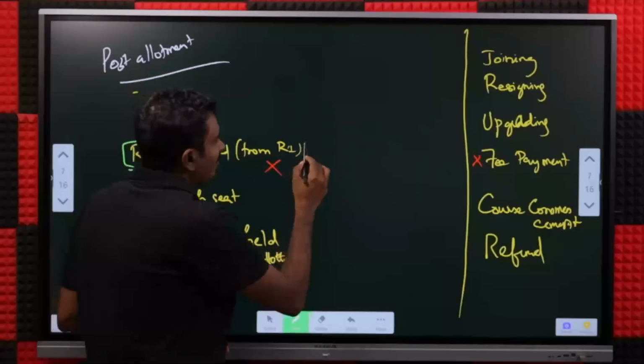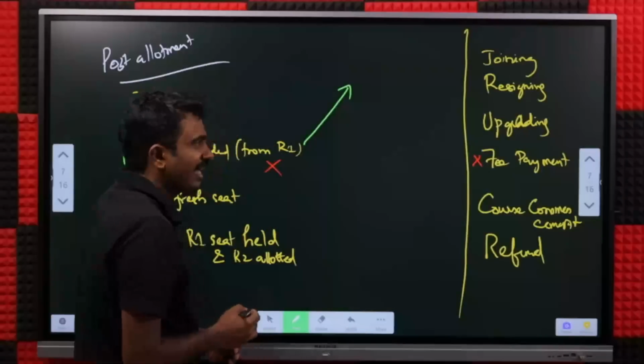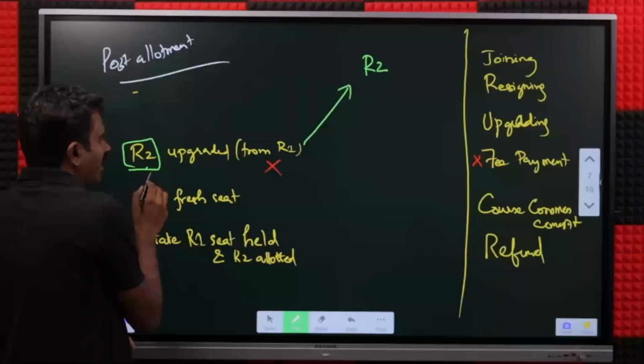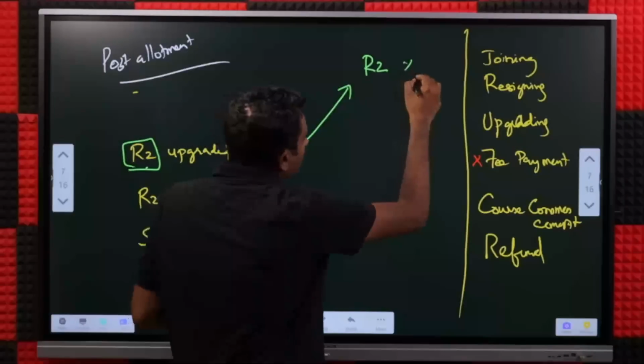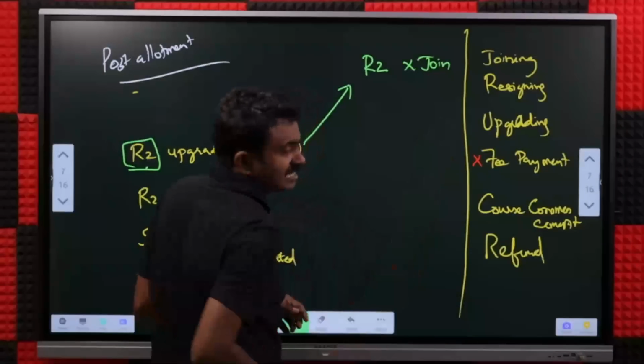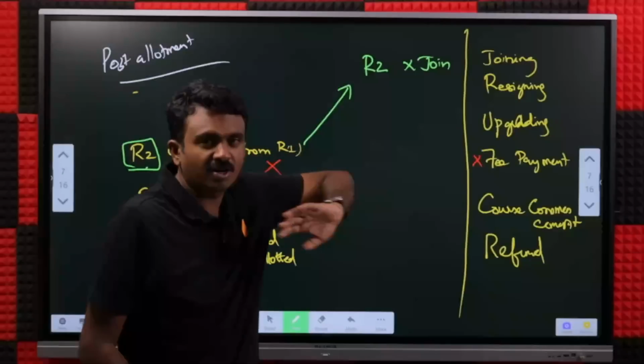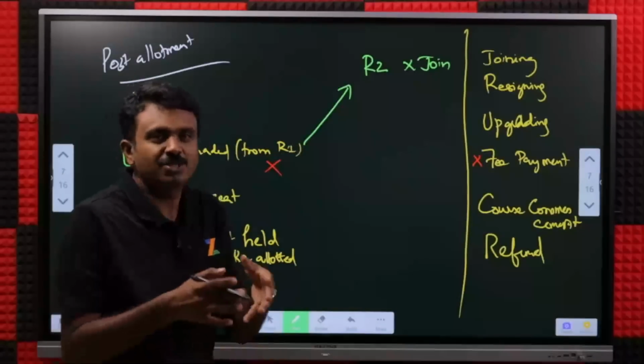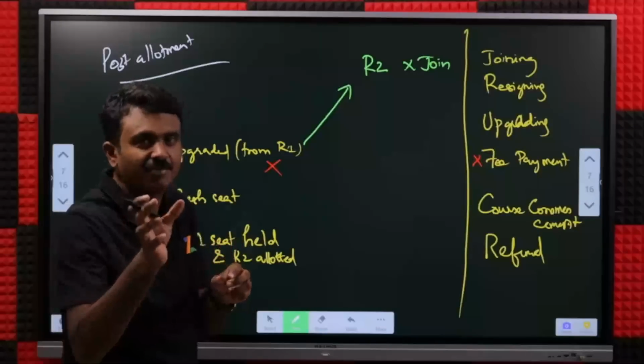Now the first query we will take up is resignation. There are many candidates saying, I am holding and I am upgraded from R1 to R2. R2 seat is with me. I am yet to join. Can I resign that seat? If you are yet to join, it is not called resignation. First, if you are yet to join, you don't join. That is what it is. There is no resignation term used there.